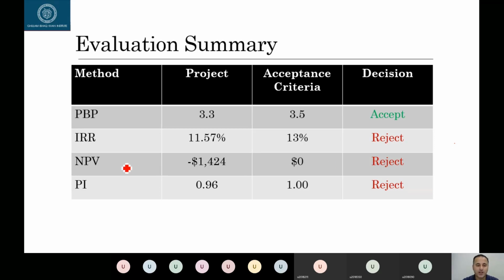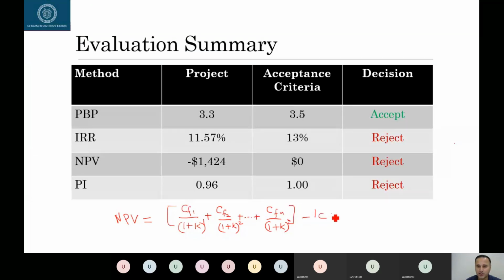So net present value, this is something really, really important. So what net present value does actually, it gives you a net present value of all cash inflows. So let's say cash flow number 1, and you divide it by, let's say, k raised to power 1 plus cash flow number 2, 1 plus k raised to power 2. And let's say we have n cash flows. Okay. And then, of course, you have to subtract the initial cash outflow. So NPV, for example, here in this example, an NPV of minus 1,424.